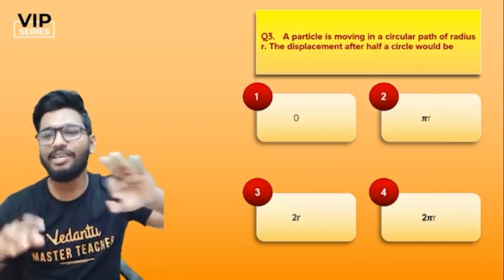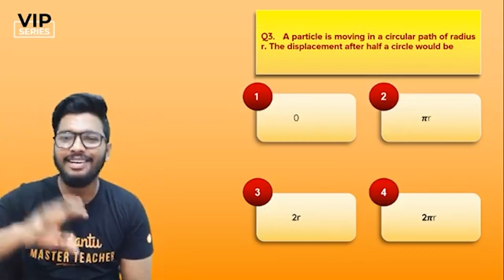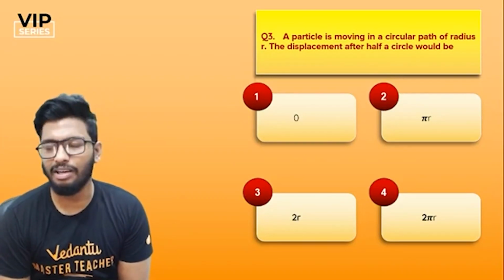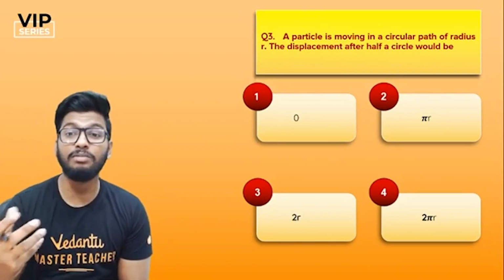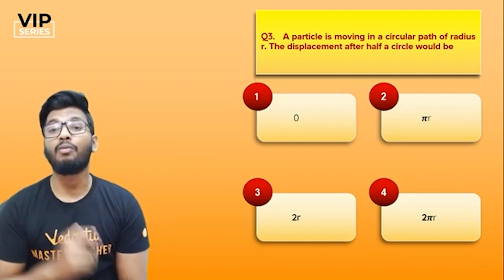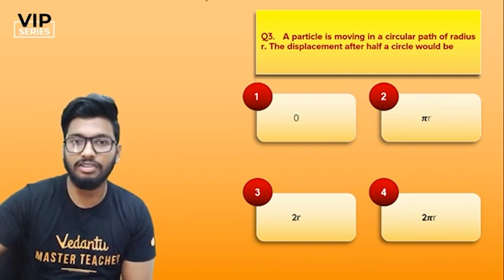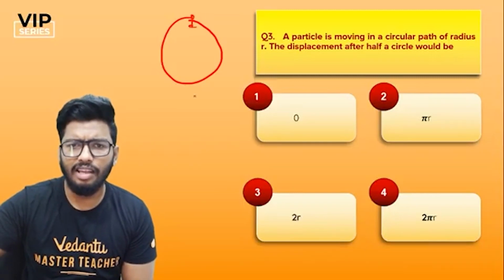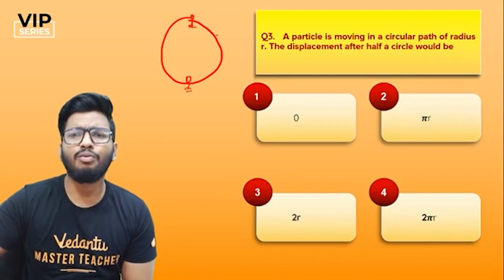All right. Third question, yet another easy question, guys. I know we're starting really slow. The question is this: a particle is moving in a circular path of radius r. The displacement after half the circle would be what? So imagine this is the circle. Let's say this is a person, and he's traveled half the distance. So what would be the displacement?